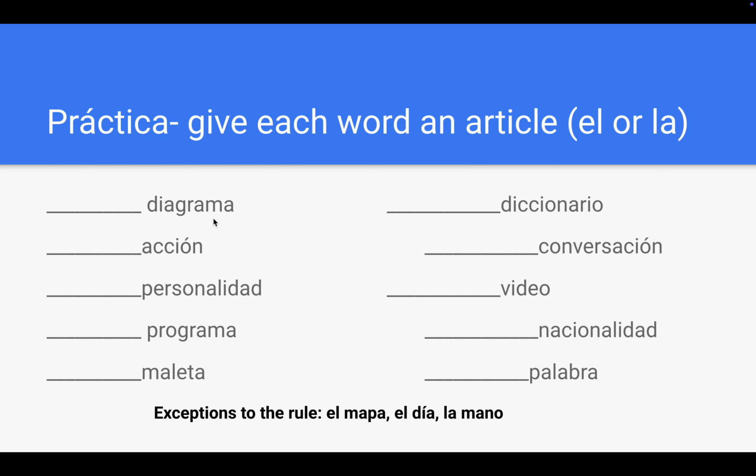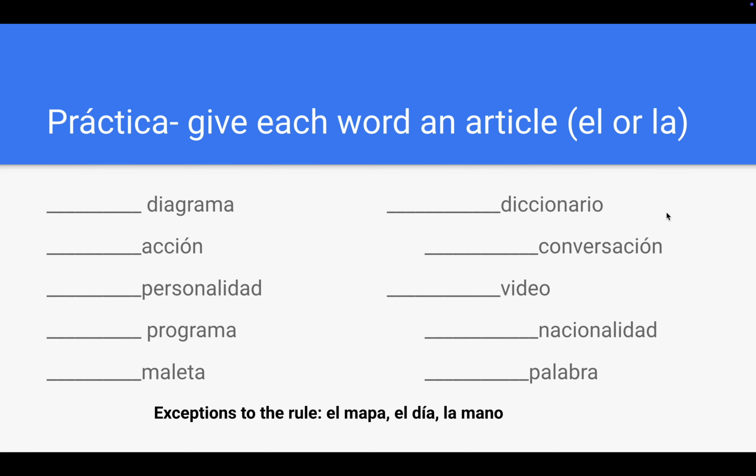So for the first one, this one ends in ma, so it's masculine. El diagrama. La acción, that ión ending is feminine. La personalidad, that's feminine. It has that dad ending. El programa, again, has that ma ending, so it's masculine. La maleta is feminine. It ends in an a, so we're going to use the feminine article.